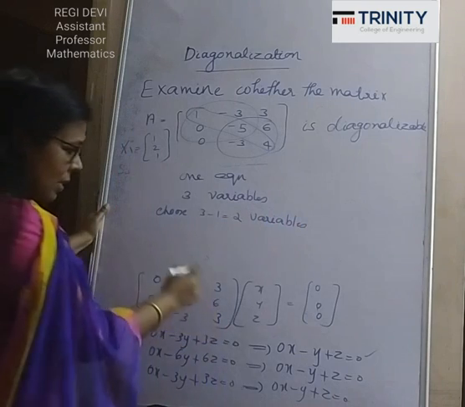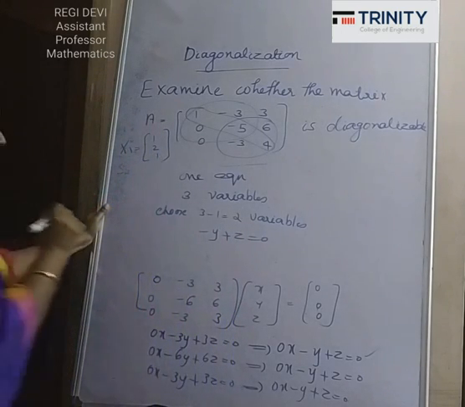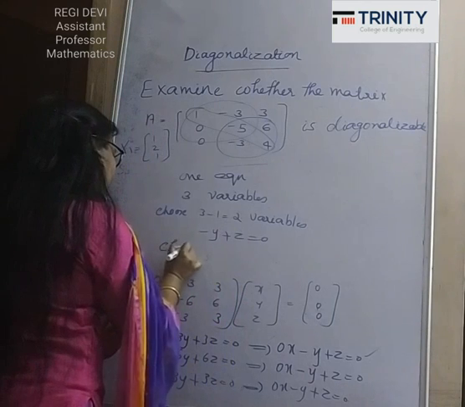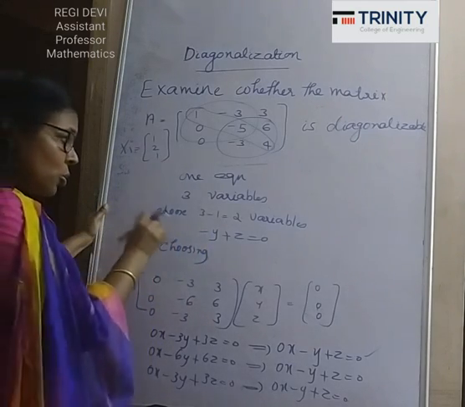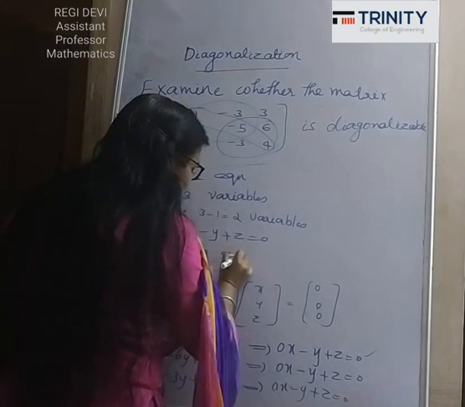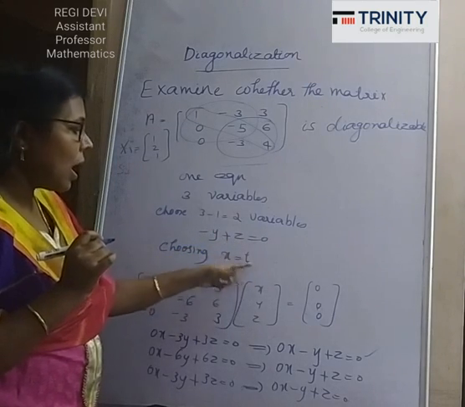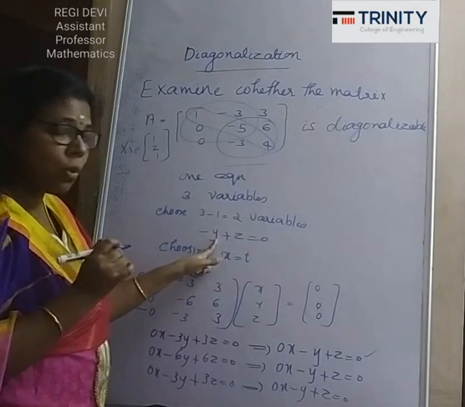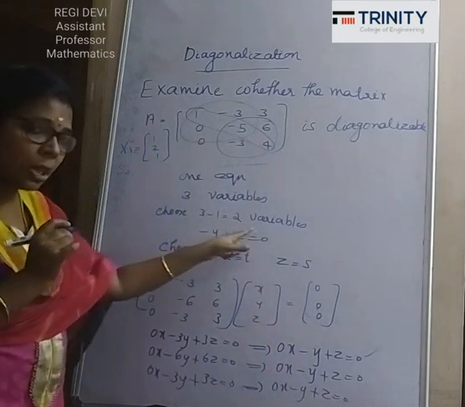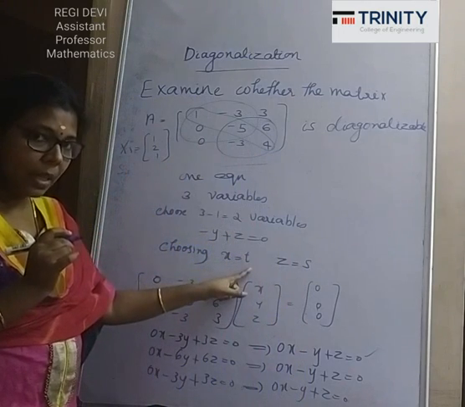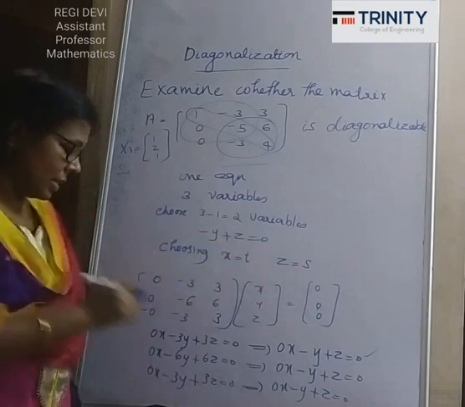Here the only equation is minus y plus z equal to 0. Here x is not in this equation, so choose x equal to t. Then we have to choose either y equal to s or z equal to s. I am choosing z equal to s.